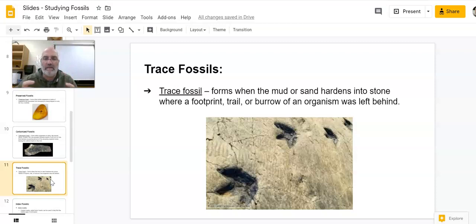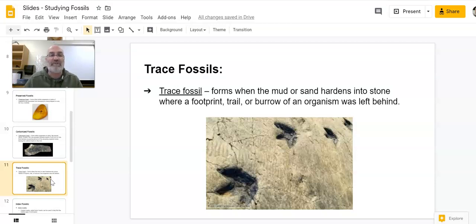So we're not actually seeing the body of the organism with a trace fossil. However, trace fossils give us lots of other information about an organism. We can see how it maybe would have walked over the course of time. We can see how long its stride was. We can see how it made its home, or where it liked to live the most. That's what makes trace fossils so interesting. It gives us information about how an organism lived, rather than just what an organism looked like.